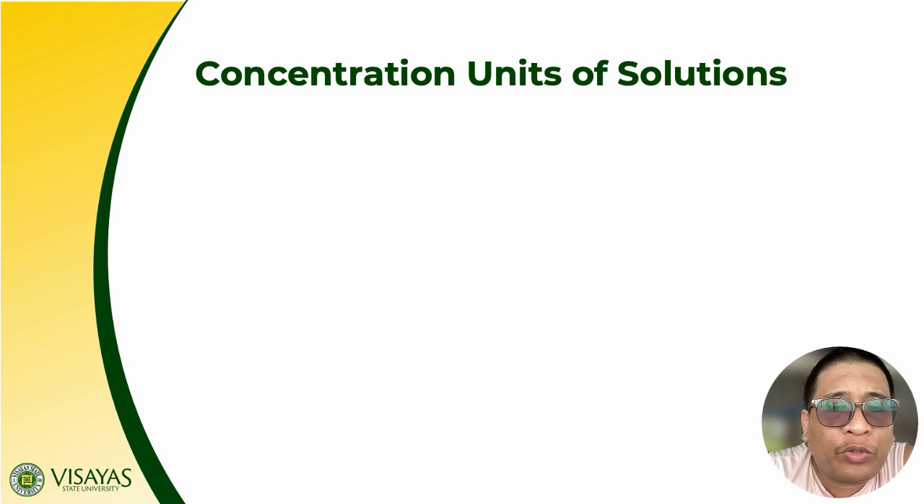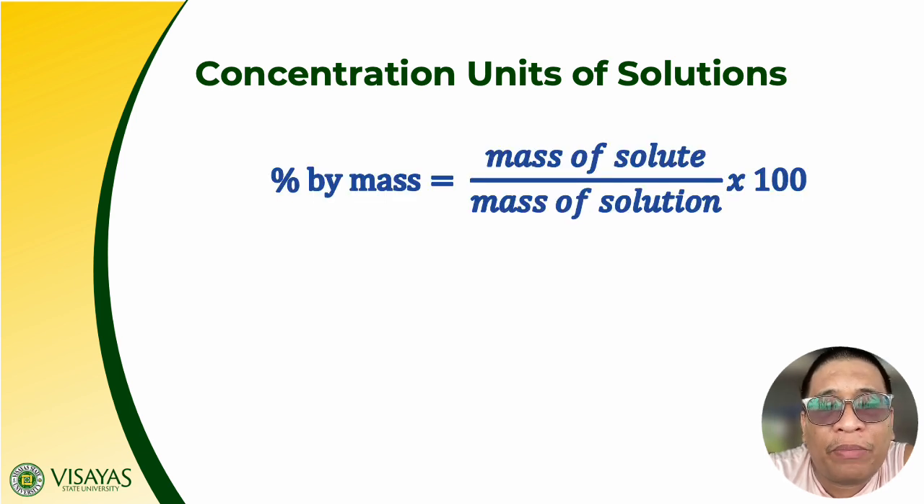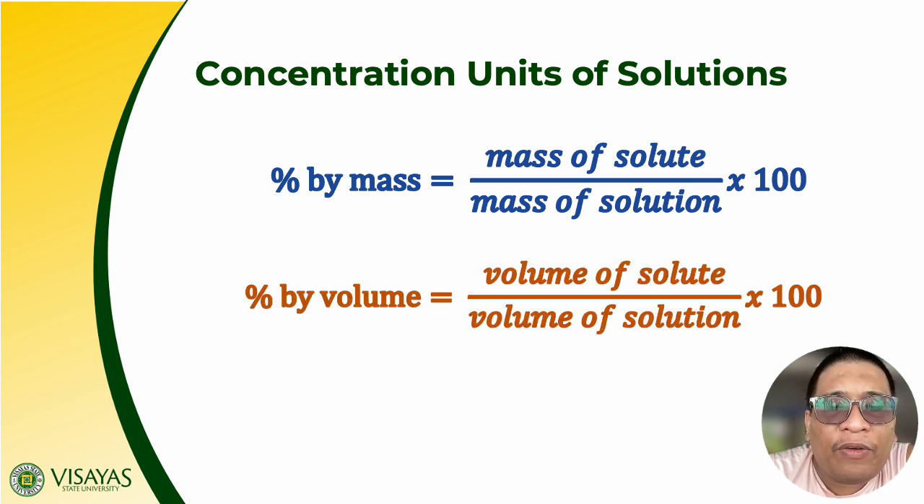Now for solutions, of course, we can express them in their respective concentrations, and there are different concentration units of solutions. First one is percent by mass, which is the mass of solute over the mass of solution times 100, and we can expand this into mass of solute divided by mass of solute plus mass of solvent, since masses are additive, and again solutions are composed of solutes and solvents. Now for percent by volume, that's the volume of solute divided by the volume of solution times 100.